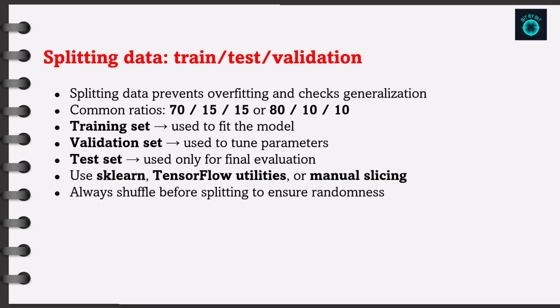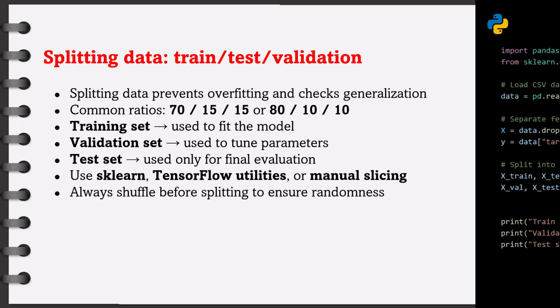Typical splits are 70, 15, 15, or sometimes 80, 10, 10. You can create splits manually, or by using helper tools such as scikit-learn or TensorFlow dataset utilities. Always make sure your data is shuffled before splitting. If it's not shuffled, the model might see patterns from ordering instead of actual features.